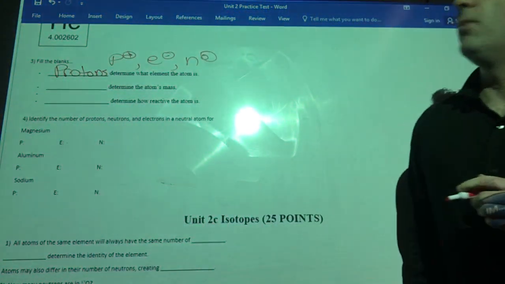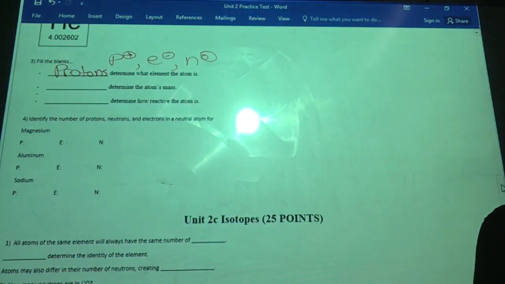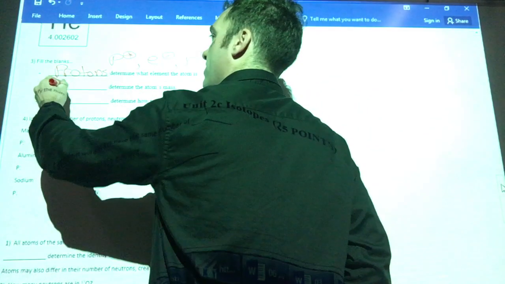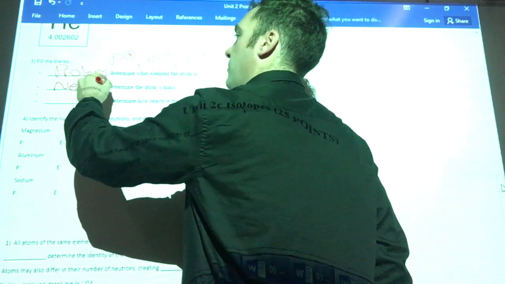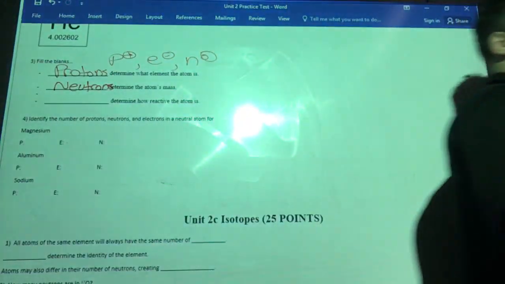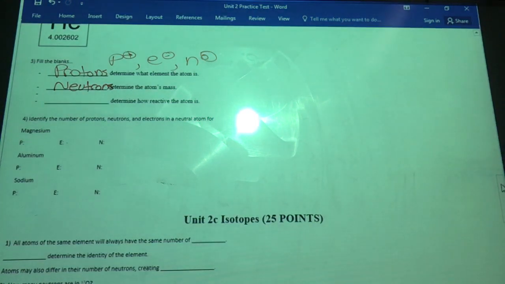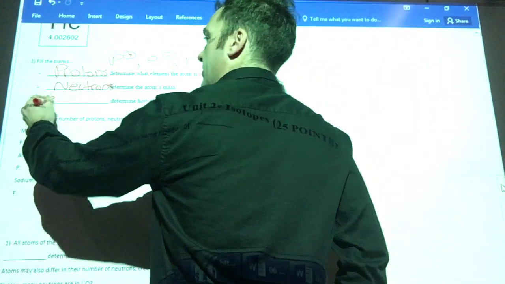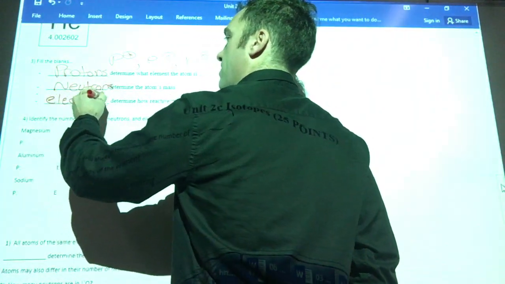So what determines the mass? What plus protons equals mass? Neutrons. And then we didn't learn much about that. We got neutrons right, and we got protons right. Oh, that was him? Ooh, you lied. And then what determines how atoms react is electrons, which you're going to learn about later.